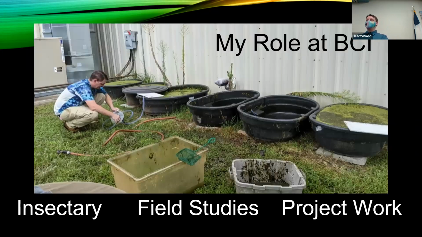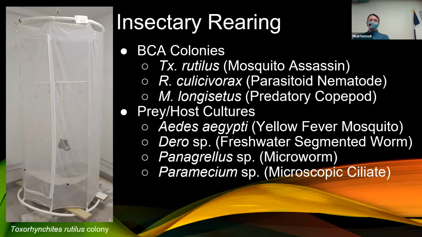My role at BCI this summer has had three different sections: insectary work, field studies, and project work. In the insectary, we have our BCA colonies. Toxorhynchites rutilus is one of our major players. It's known as the mosquito assassin. It is a mosquito that lays its eggs in similar areas to the other mosquitoes, and its larvae are predatory.